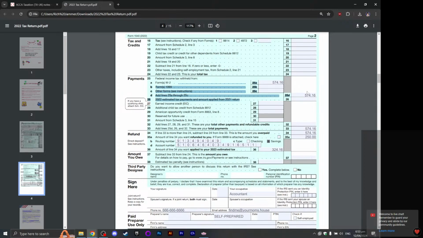Can you guys not see my mouse? There's no one here to tell me whether they can see the mouse or not. Okay. Federal income tax withheld forms W2, blah blah blah. Okay, add lines, total payment. Amount you want refunded to you. Okay.